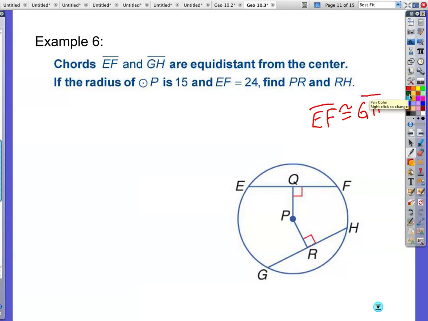Okay, moving along. If the radius of circle P is 15, now I can draw a radius anywhere. And here's the nifty thing you might want to do, is put your radius to a corner. Let's not do random radii. We're going to put it there to the corner of something. You can put it right here if you would like, or you can put it right there, but just having it out there in the middle of nowhere is not going to do us a lot of good. Okay, EF is 24.